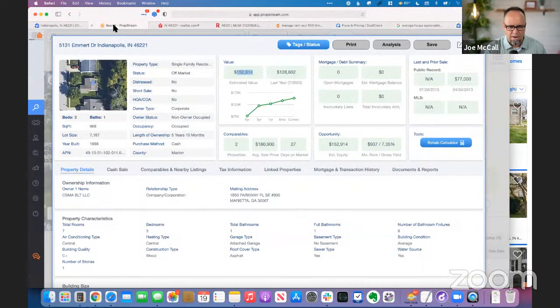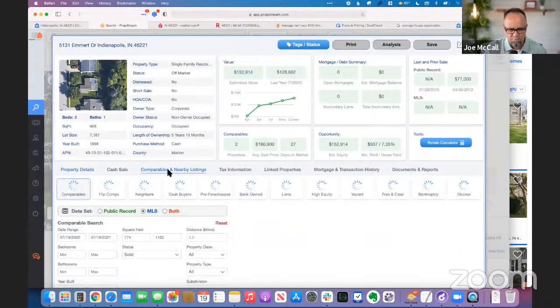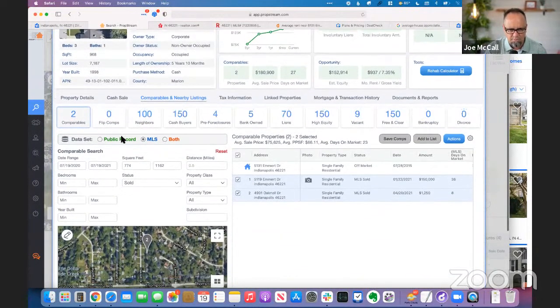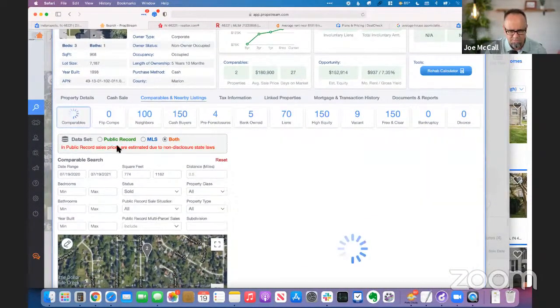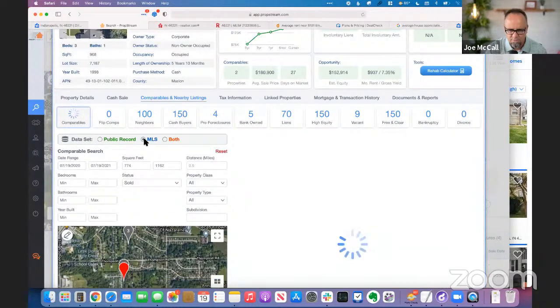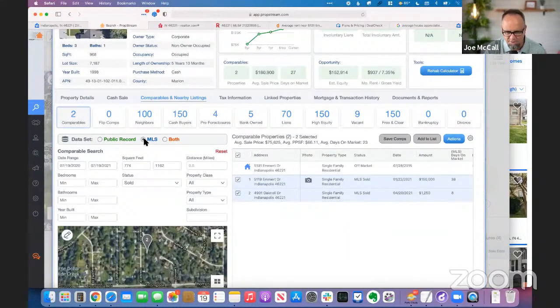Let's go here to PropStream. I like PropStream for comps. Let's look at comps here. Now, this is where you can look at public record, MLS, or both. And sometimes you got to play with this to see which one's better. Sometimes it gives an estimate, sometimes it doesn't. I don't know, it's kind of weird. Let's stick with the MLS. I don't know if Marion County or Indianapolis is a non-disclosure state.